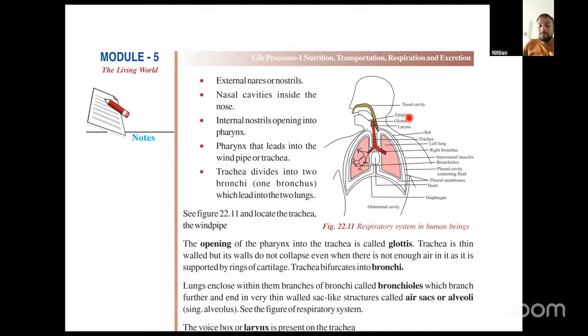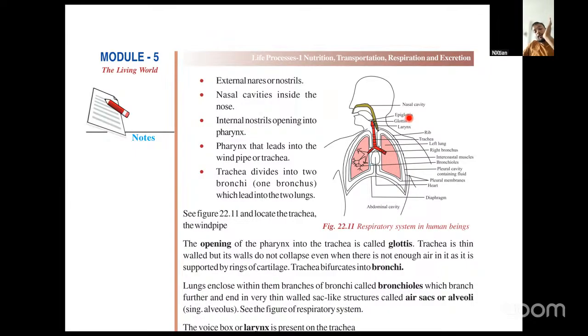Or if you are breathing it, then you can't swallow it. So when I am swallowing, my breathing stops for a while. Why is it so? It's called the epiglottis, which works as a flap-like structure.